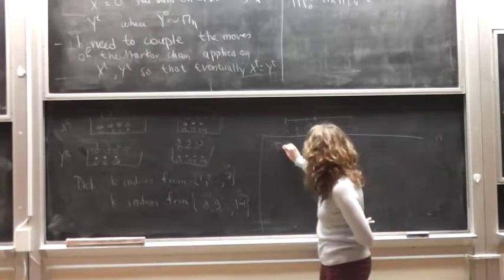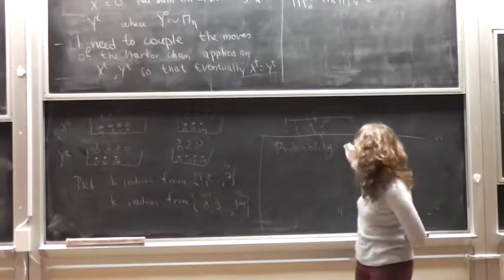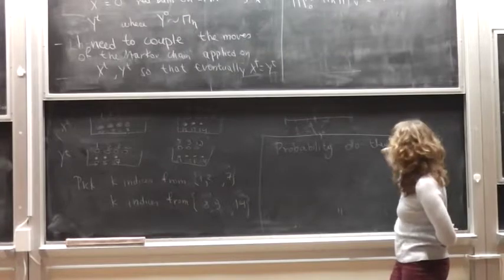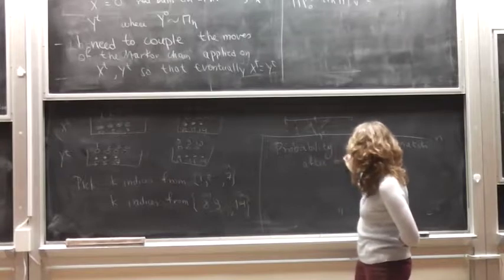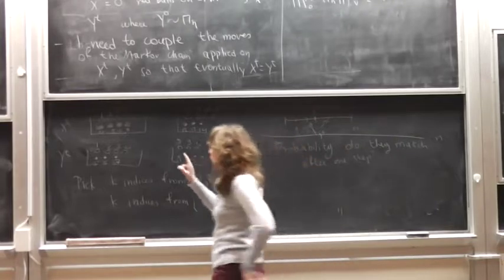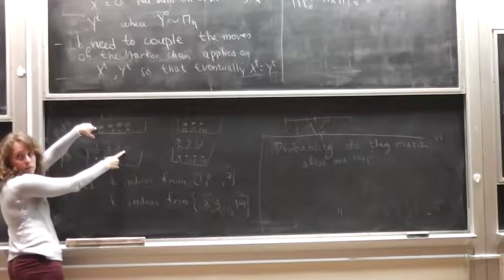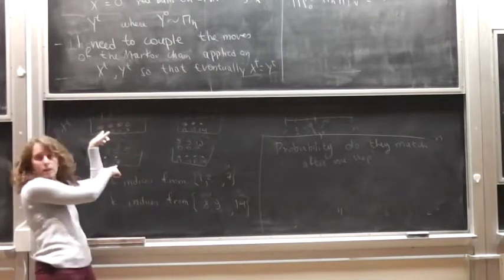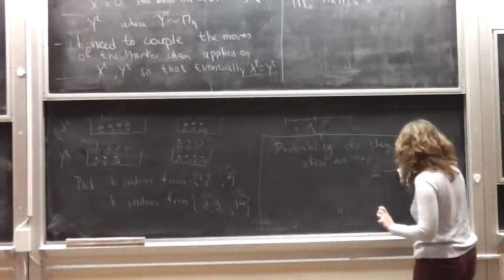Okay, so the question now is, with what probability do they match after 1 step? Well, they match, as we said, if we pick a non-matching pair here, but we don't pick the non-matching pair over there. Or the other way, if I don't pick the matching pair here and I pick the matching pair there. So this is twice.